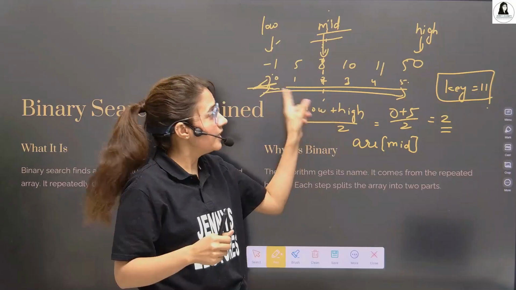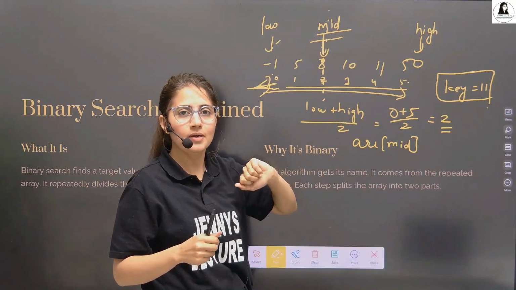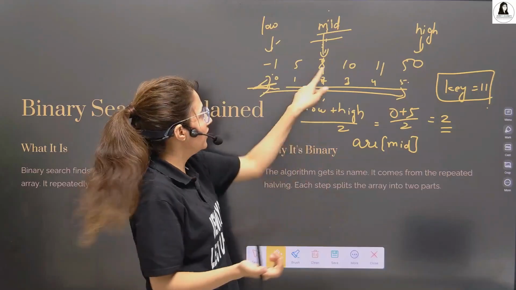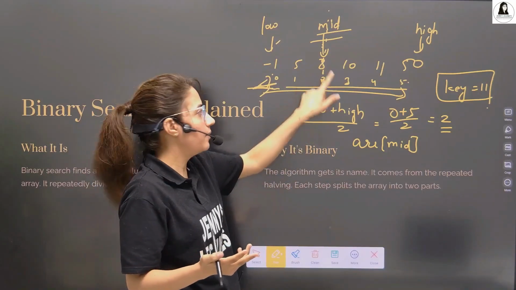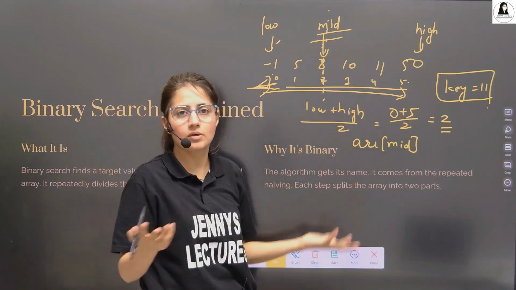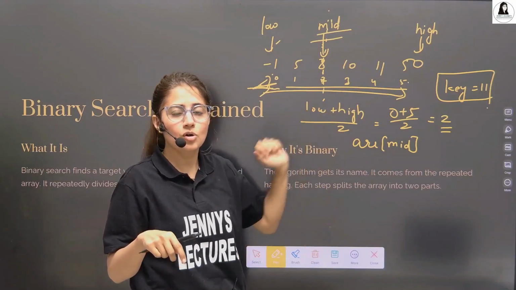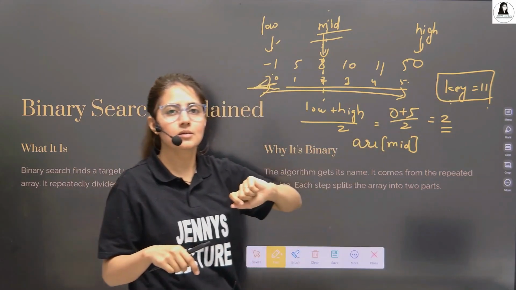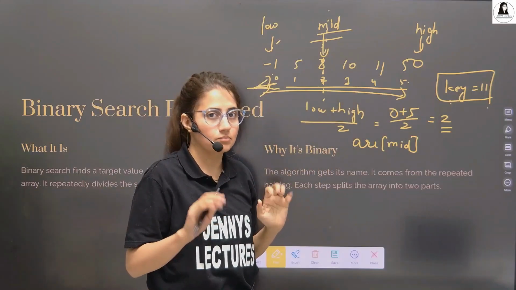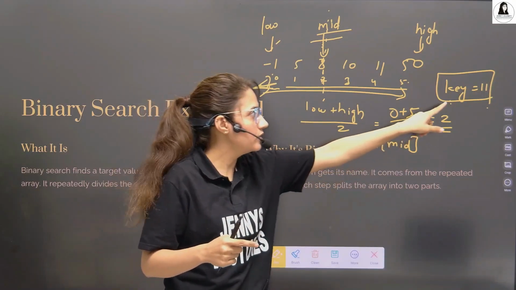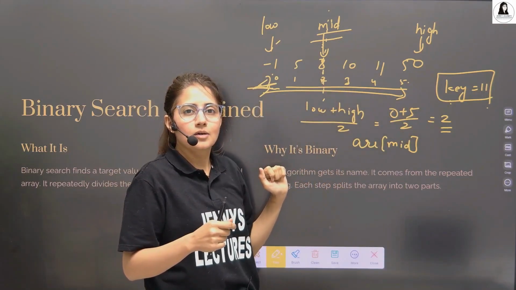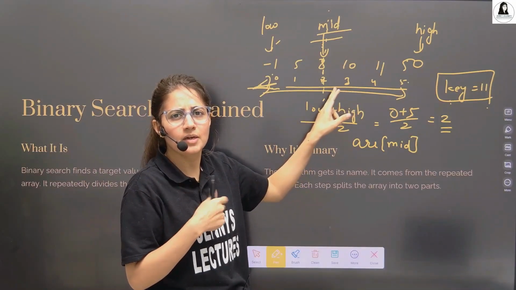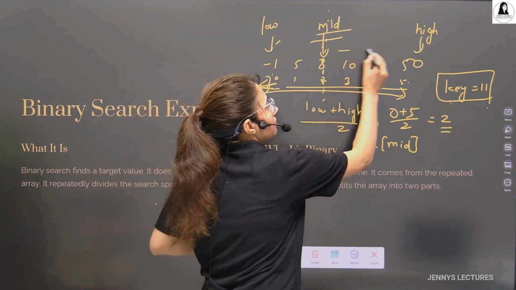If it is equal to the target element or the key element, simply return mid. That's it. If it is 11, return mid, and mid is right now 2. So yeah, we got our value. But if this is not equal to the mid element, and the key is greater than the mid element, now 11 is greater than 8. Can I now say that definitely this target element lies in this half?